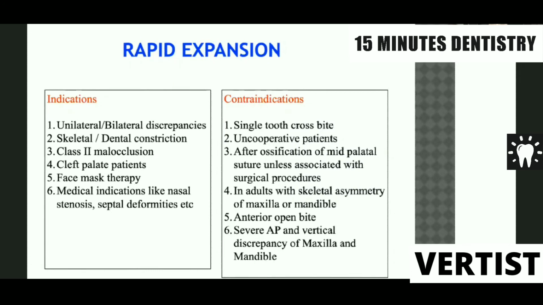Contraindications: a big no is a single tooth crossbite in uncooperative patients, because maintenance of oral hygiene becomes very important. After ossification of the mid-palatal suture, unless associated with surgical procedures, in adults with skeletal asymmetry, we don't do this. Anterior open bite, because the mandible grows in a downward direction, which may worsen the profile. And severe anterior, posterior, and vertical discrepancy of maxilla and mandible.